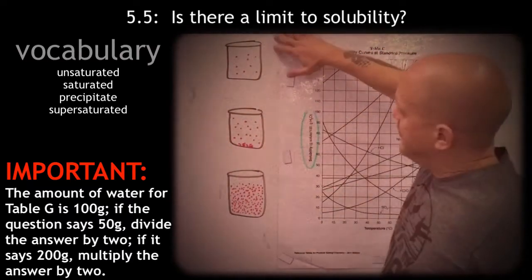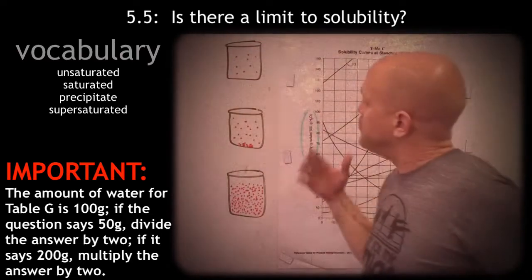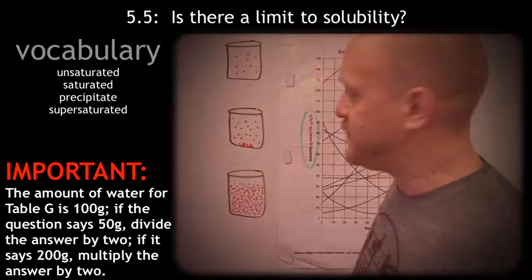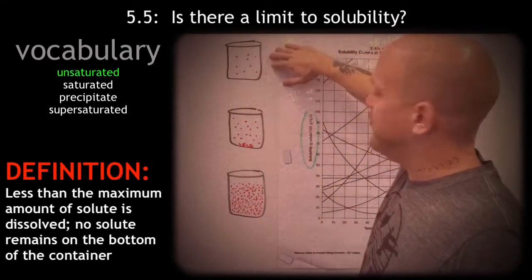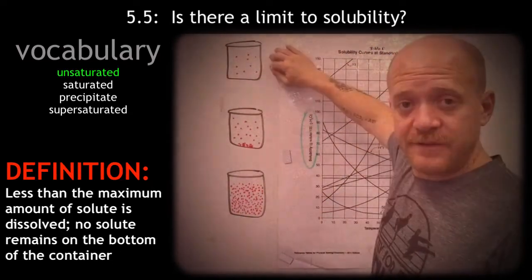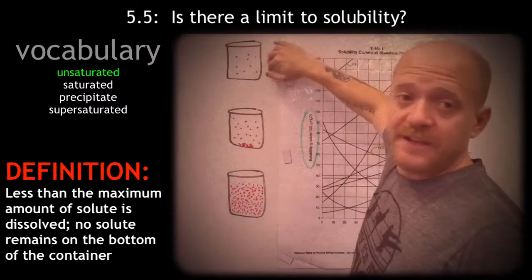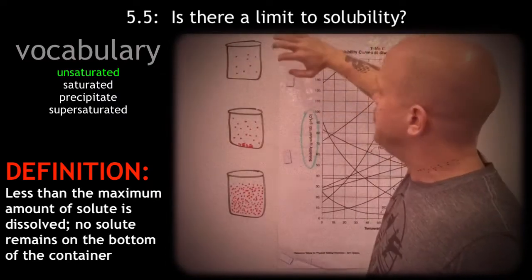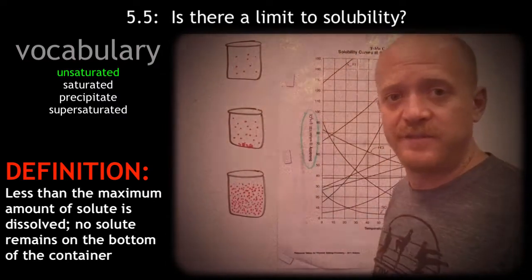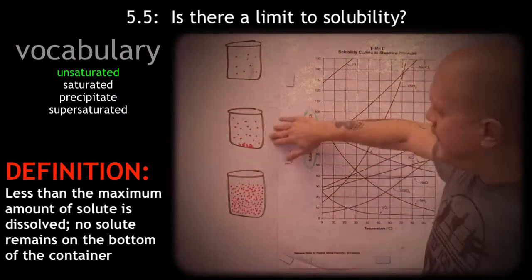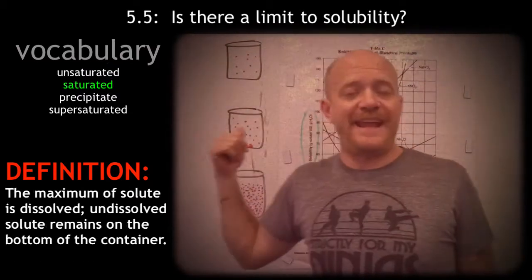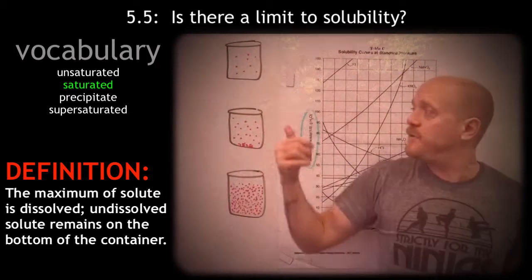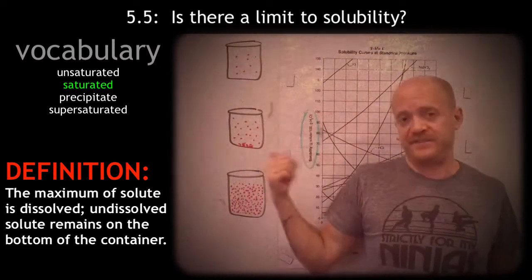In fact, these 3 diagrams are showing you the 3 different types of solutions. What we have here on the top is an unsaturated solution, which means you can still get more solute, and the solute is the red dots. You can still get more solute into this solution. This right here, the second one, is considered a saturated solution. And a saturated solution means that you can get no more solute to dissolve.